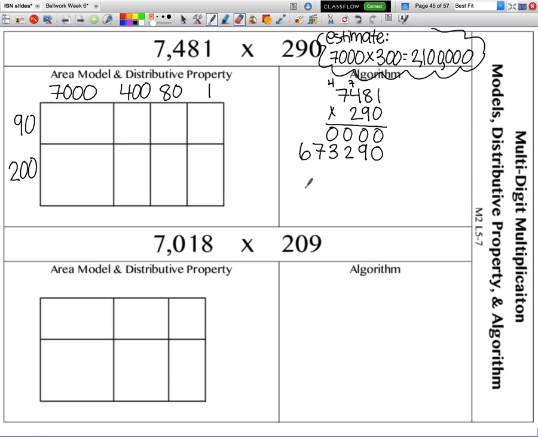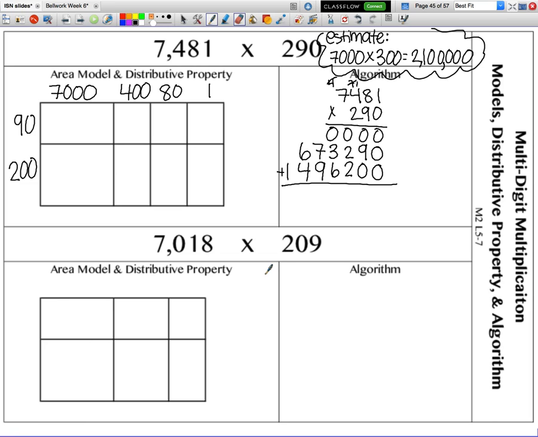673,290. So now I'm starting my last row of partial product here, and I know that I'm multiplying by 2, but it's not just 2, it's 200. So I've got to have 2 place value places there. And now we multiply. 2 times 1 is 2. 8 times 2 is 16. Carry my 1. 4 times 2 is 8, plus 1 is 9. And 7 times 2 is 14. And there's my last partial product there. I've got 1,496,200.